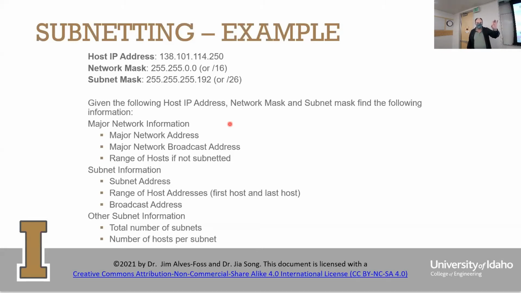Given the following host IP address, network mask, and subnet mask, we need to find the major network information. I just mentioned that. Given these 255s, we get 138.101. We need to find the major network broadcast address and the range of hosts, if not subnetted. Then the subnet information: address, range of hosts, broadcast, and other things, how many possible subnets there are, and the number of hosts per subnet. So I'm going to show you how we do this in detail.